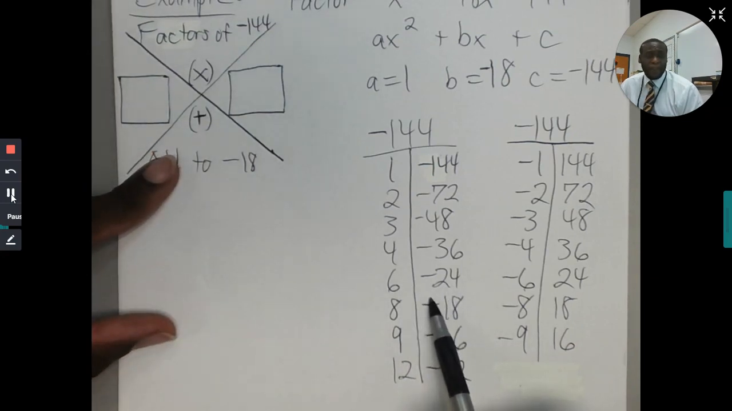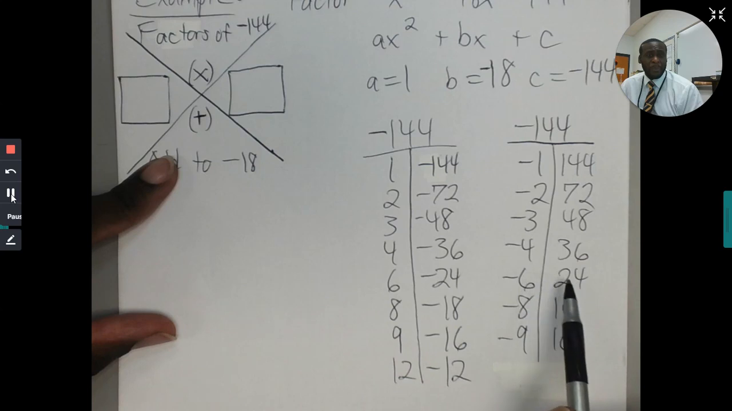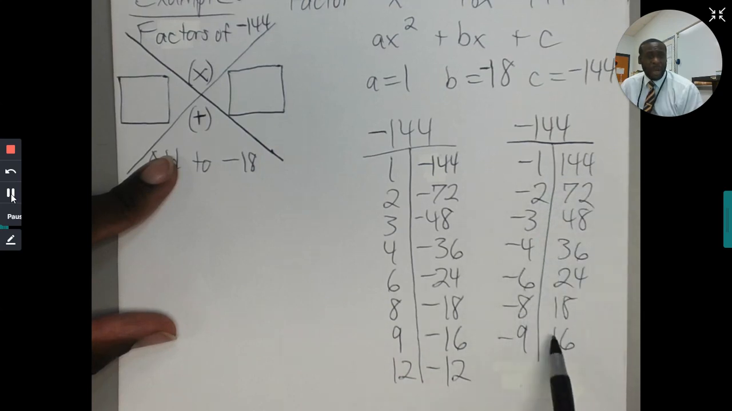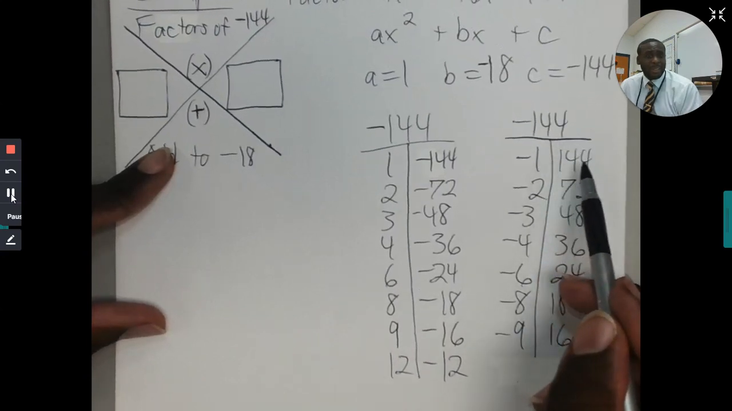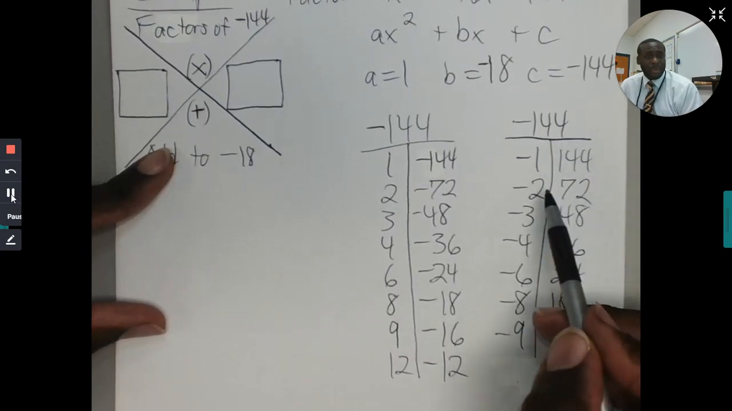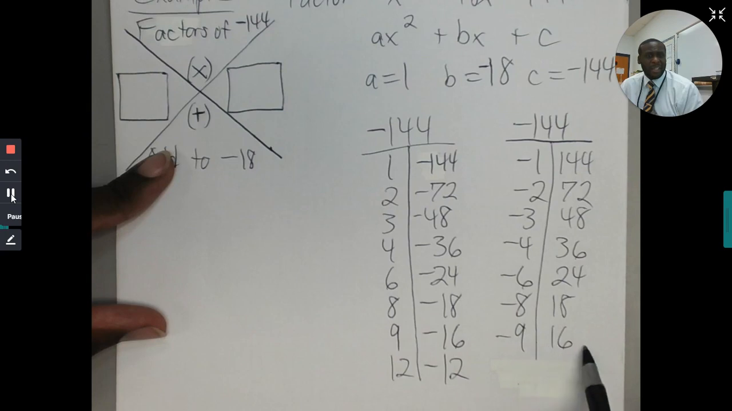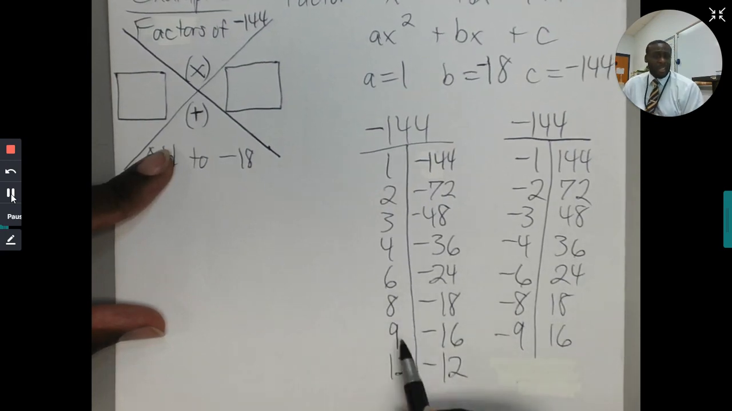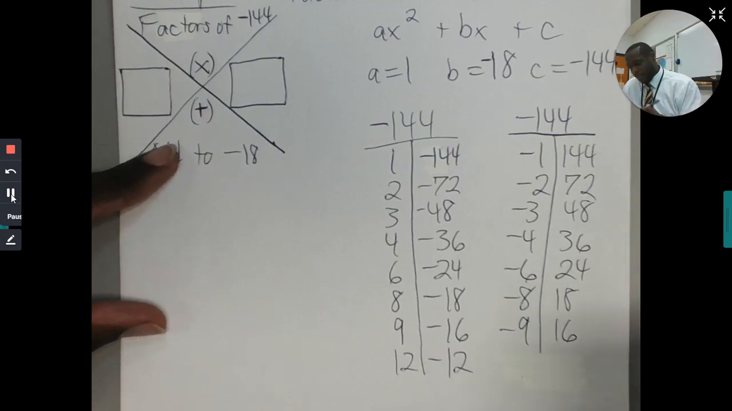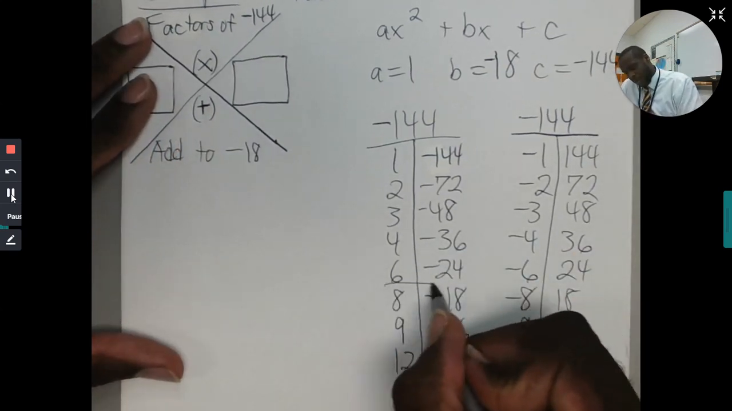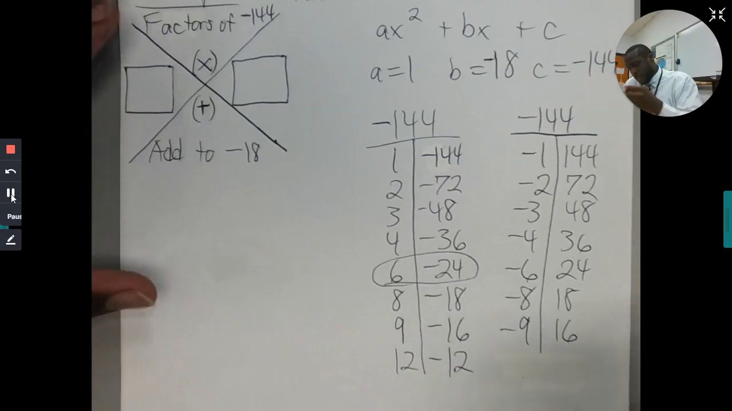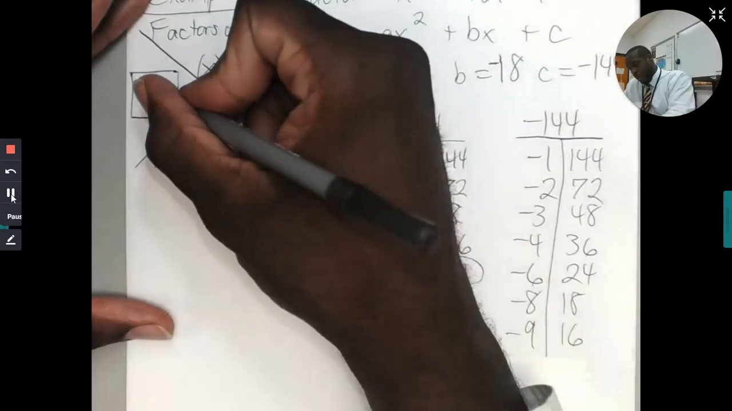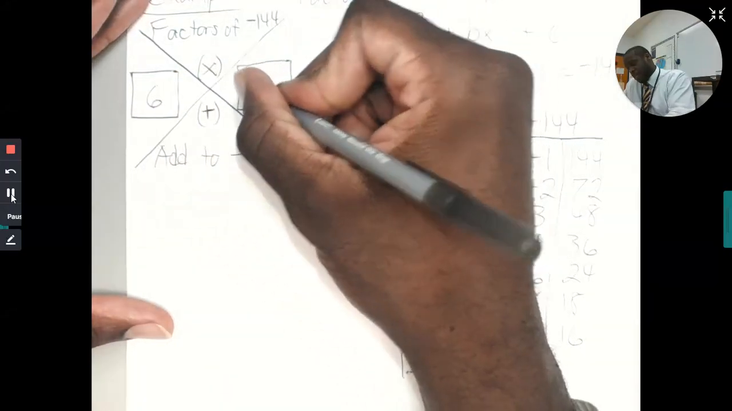Okay, so we got it, right? We don't even have to look over here, because all of these differences would wind up being positive: positive 143, and so on. All of these over here would be positive, and all of these over here would be negative, except for this very last one, of course. So we found which one it is. Our two factors of negative 144 are 6 and negative 24.